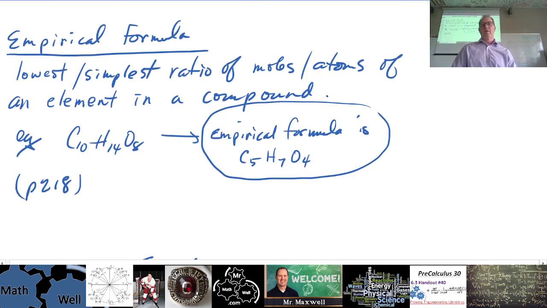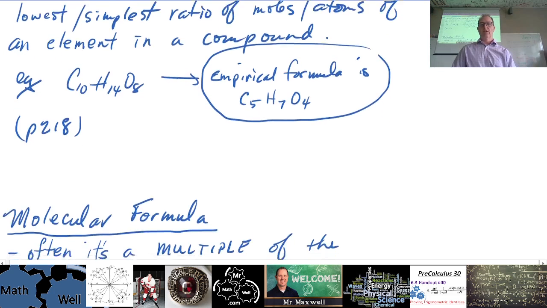Last couple things, empirical formula, we just got finished learning about this. So the lowest, simplest ratio of moles or atoms of an element in a compound. So if you have a formula like this, that is not the empirical formula, because the empirical formula would be represented by the lowest ratio of all of these subscript numbers here. So we could divide each of those by 2, and that would be C5H7O4. That would be technically the empirical formula. This might be the exact formula of the actual molecule. In that case, it would be the molecular formula.